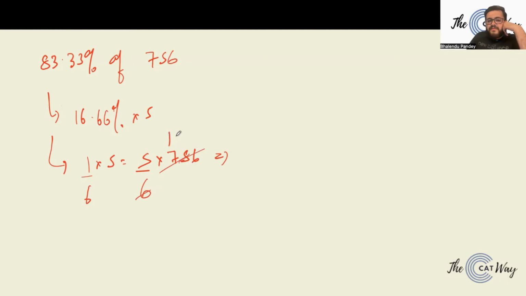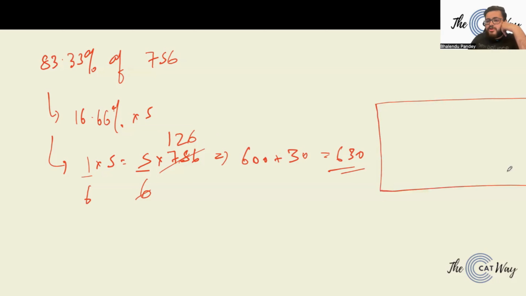So this goes 1 time, 15 goes 2 times, 3 is left, 6. 126 into 5. So 120 into 5 is 600, 6 into 5 is 30. The final value becomes 630. Correct? So it's very important that you remember these values, because remembering these values is of utmost importance.